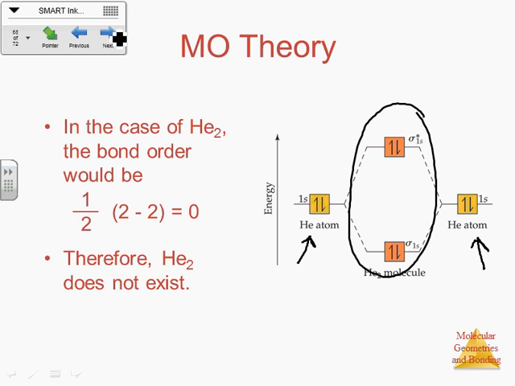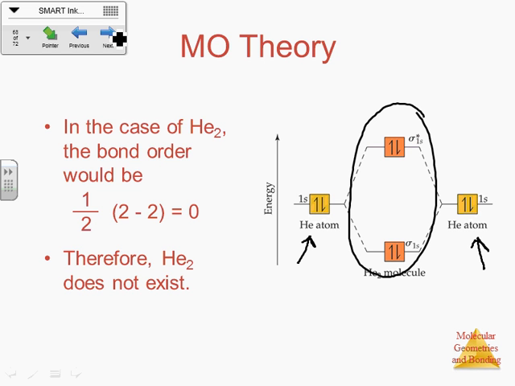And so 2 of those electrons have to go in the 1s bonding orbital, the other 2 go in the 1s anti-bonding orbital. So if you take 1/2 times 2 minus 2, well, 2 minus 2 is 0. Half of 0 is 0. Because this is 0 or less, the bond doesn't form. So that tells us He2 does not exist.